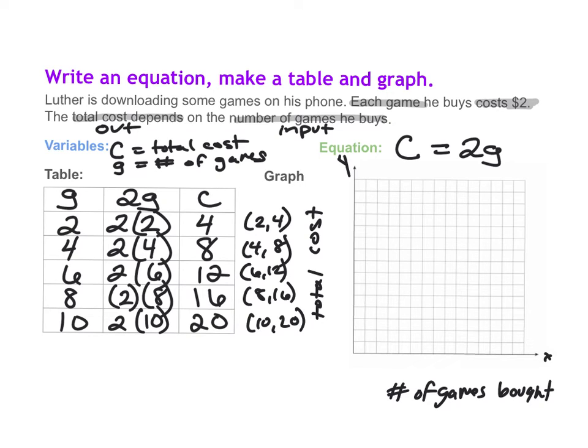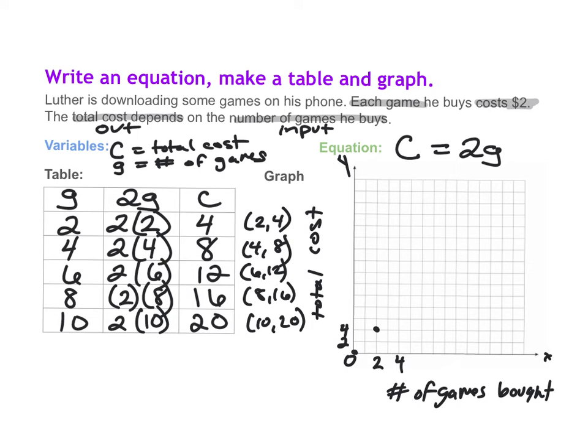So again, I'm going to go here. These are just by 2s. We have our 0. If he buys 0 games, he's going to spend $0. If Luther buys 2 games, he's going to spend $4. So I was going to go up. Do I want to do these by 2s again like I did last time? I sure could. So then I can make this 4.